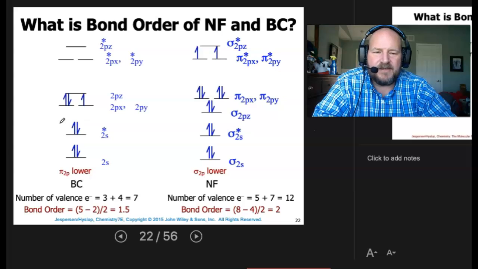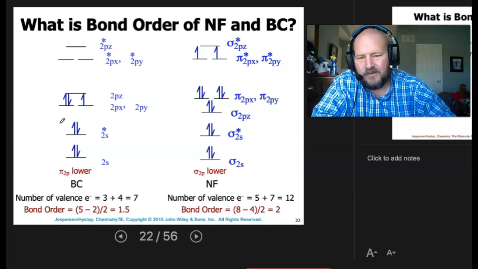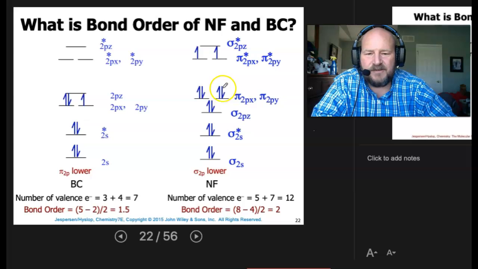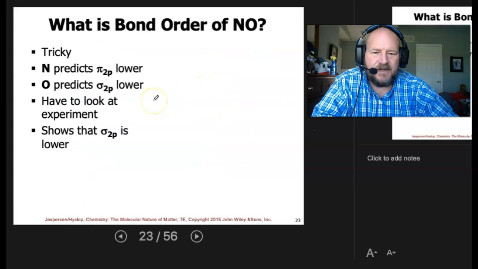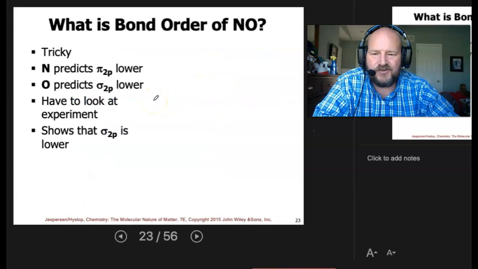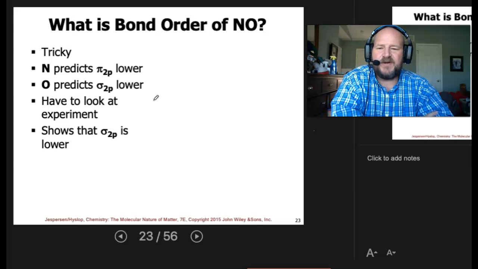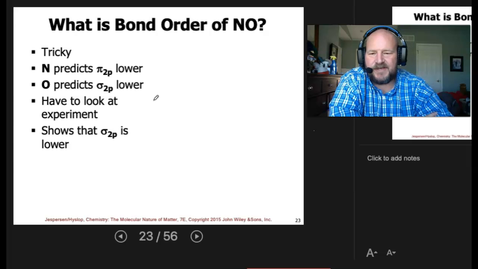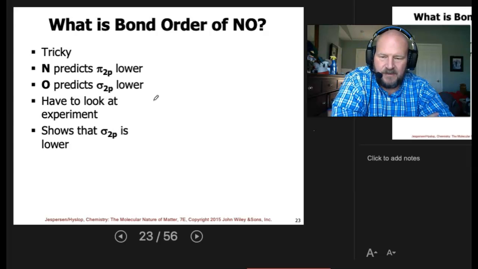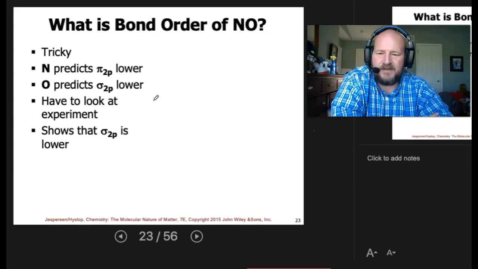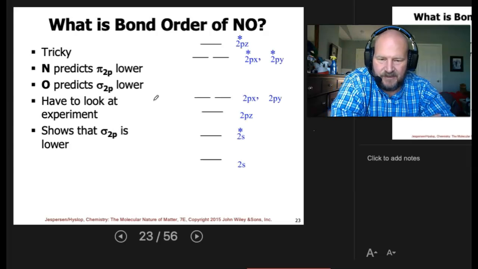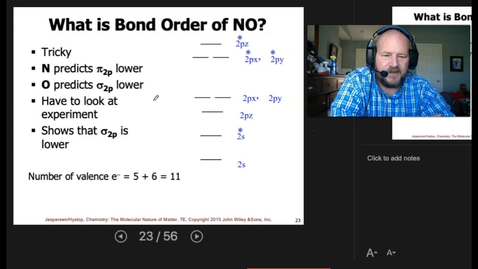All right, so now that pivotal one: what happens when we have nitrogen, which we expect to be this way, and oxygen and fluorine, which we expect to be this way? We put it together with NO, it gets tricky, because the nitrogen predicts that the pi 2p would be lower. Oxygen predicts that the sigma 2p would be lower, but we have to look at the experiment. That's going to show us that the sigma 2p is actually lower. So we're going to write it this way.